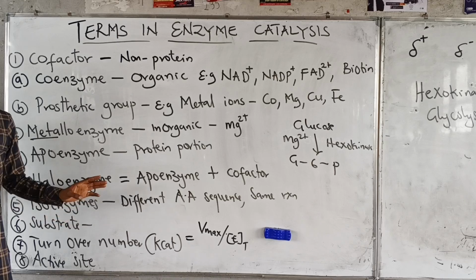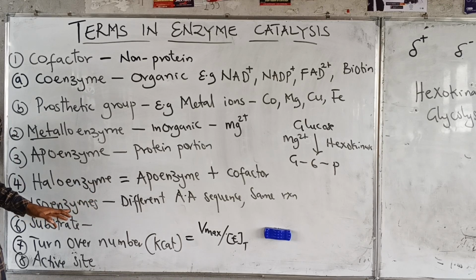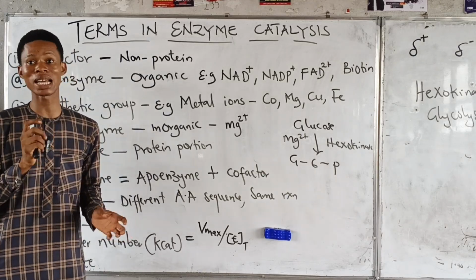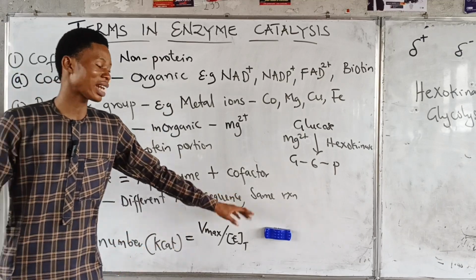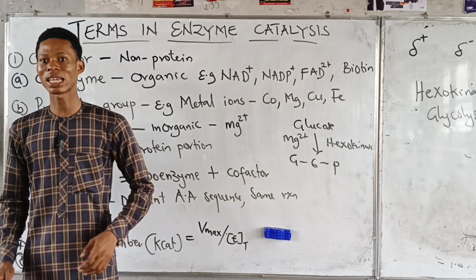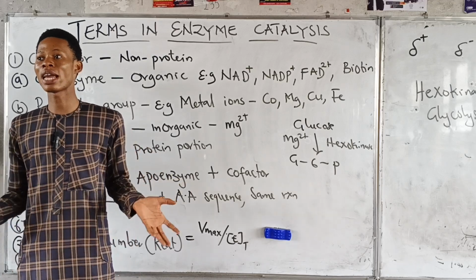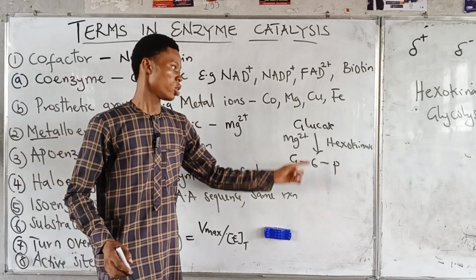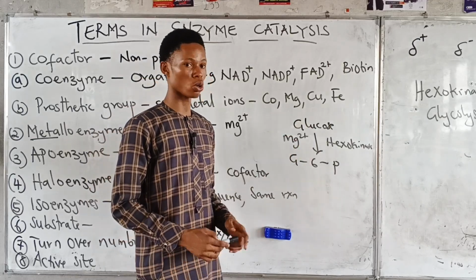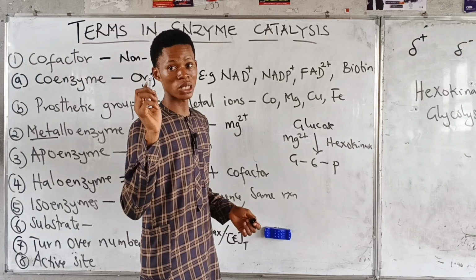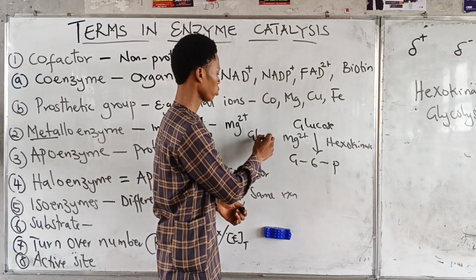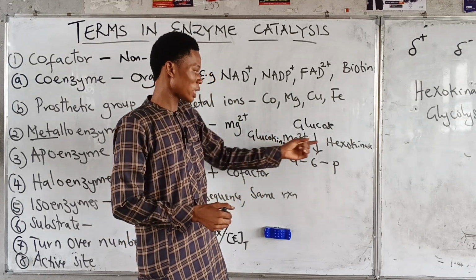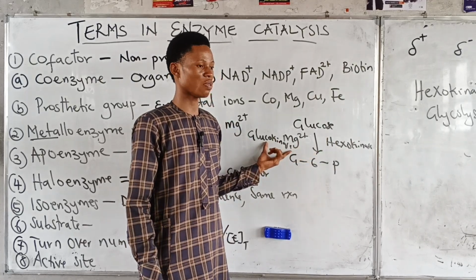Now, this amino acid sequence, when we talk about isoenzymes, they have different amino acid sequence, that is different proteins, but they catalyze the same reaction. Take for example, glucose to glucose 6-phosphate. Another enzyme that can catalyze this reaction is glucokinase. Though glucokinase is still a hexokinase, but this is more specific.